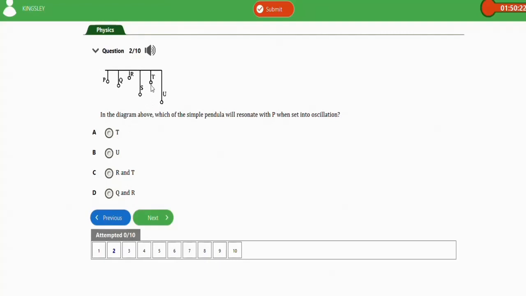The reason is that they have equal length and they resonate with the same frequency, pendulum T. So the correct option is option A, pendulum T. We have T resonate with P. So that's it for this question. So let's go to the next repeated question.